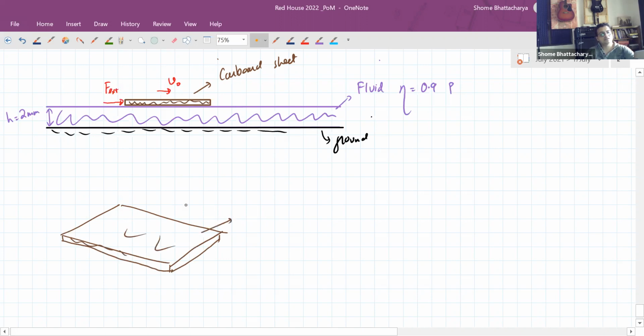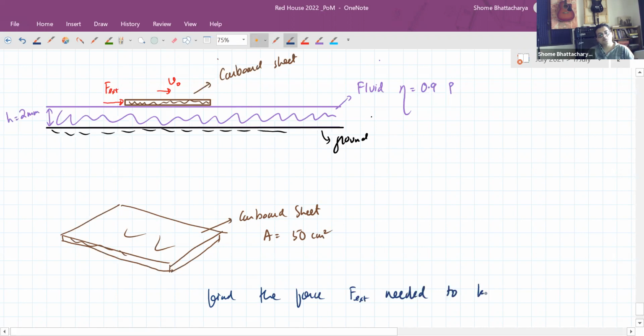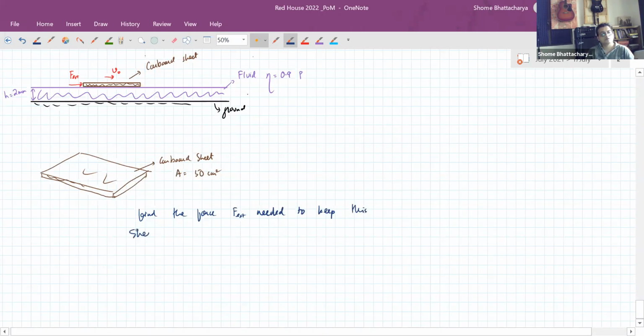So this cardboard sheet has a surface area given to us. The surface area is, let's say, 50 centimeters square. And it's floating on this layer of castor oil or glycerol or whatever, which has this kind of viscosity and this thickness. So we have to find the force needed to keep this moving at a constant speed v1 of, let's say, 6 meters per second.